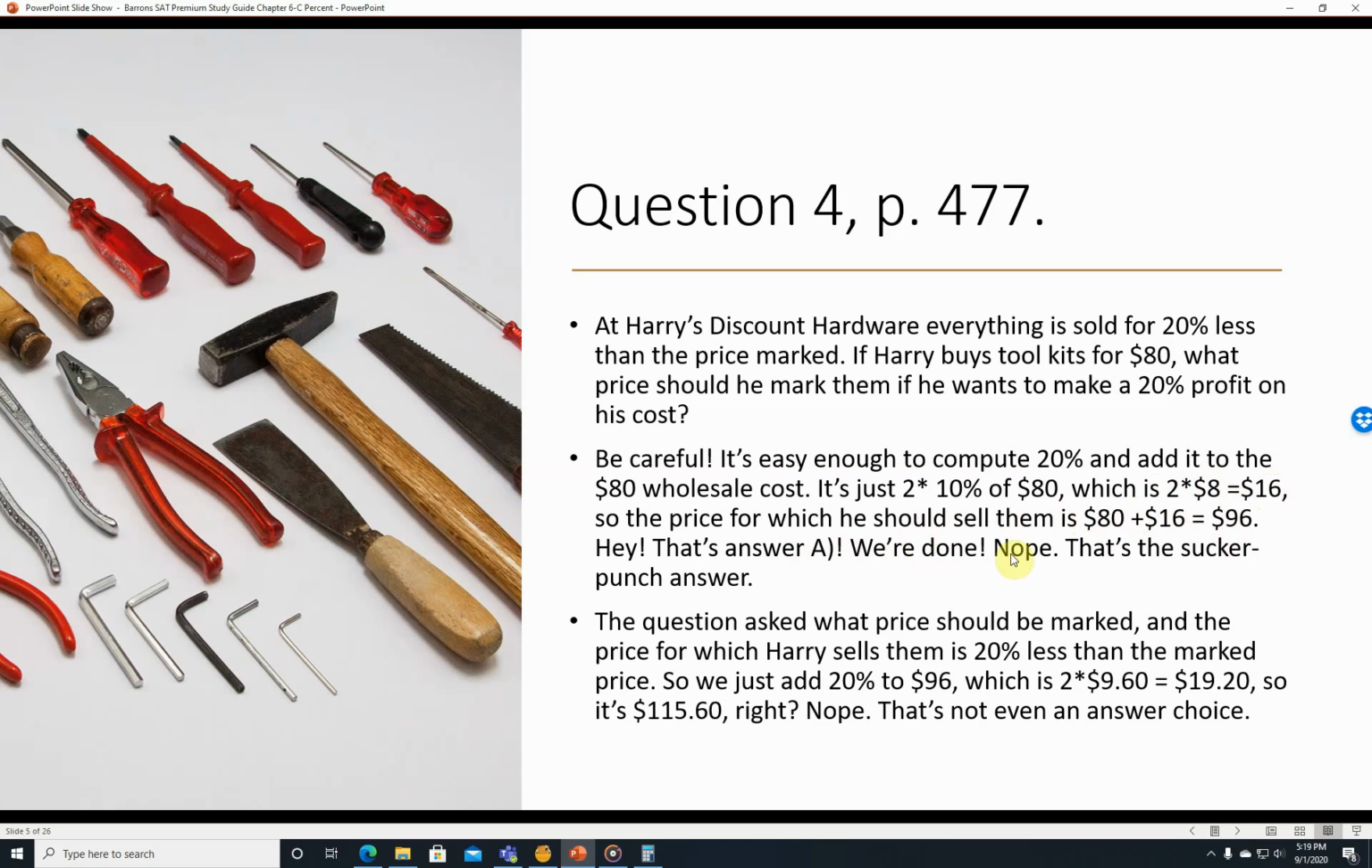No, we're not done. That's the sucker punch answer. That's why they put it in the A spot, because they know enough people will look at it and go, oh, look, 96.